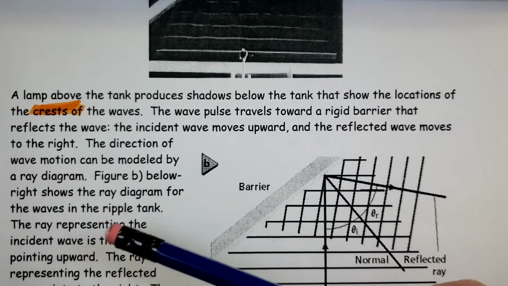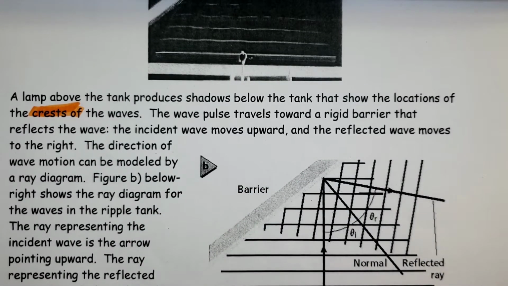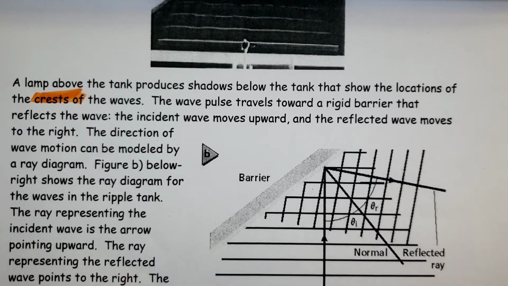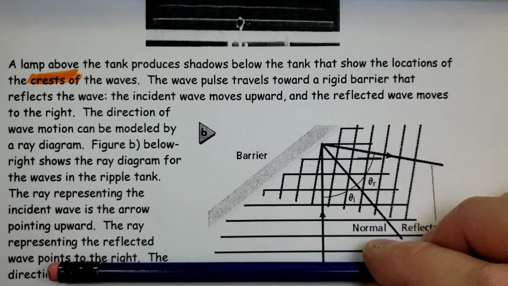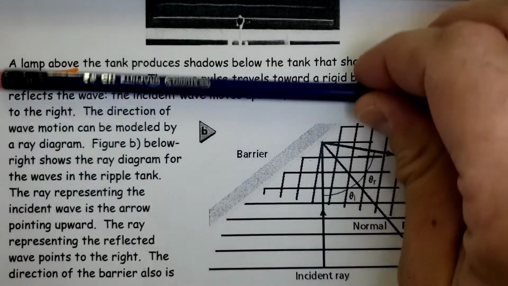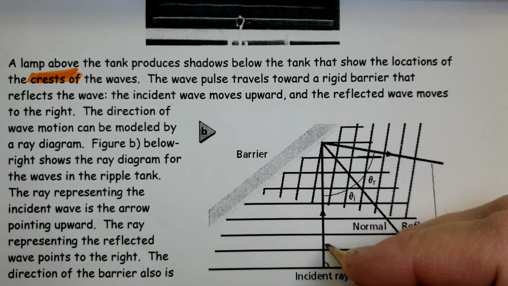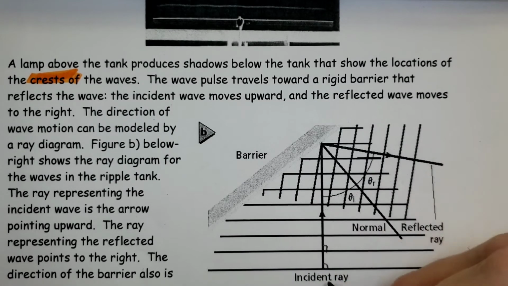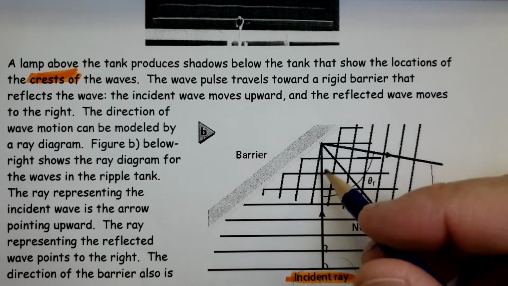The direction of the wave motion can be modeled by a ray diagram. And figure B below right shows the ray diagram for the waves in the ripple tank. The ray representing the incident wave is the arrow pointing upwards. So we have our waves right here, our crests. So you can imagine this pencil as the waves coming up like this. So to show that they're moving upwards, we draw an arrow perpendicular to those waves, and that is referred to as the incident ray. So it's an arrow that shows the direction of the wave crests.